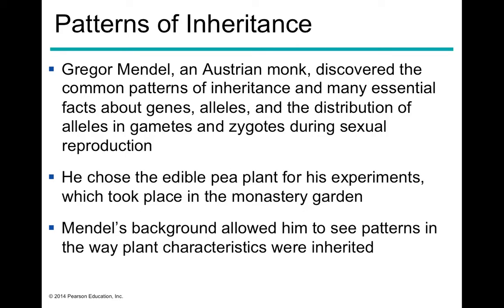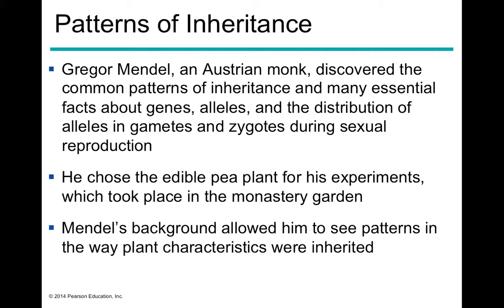Now let's talk about Gregor Mendel for a little bit. Gregor Mendel was a monk. He's from Austria, and he actually was very fastidious about how he studied his work. So he looked mathematically at inheritance patterns, looking at different genes, different alleles, and the distribution of these alleles in both the gametes and the zygotes during sexual reproduction.